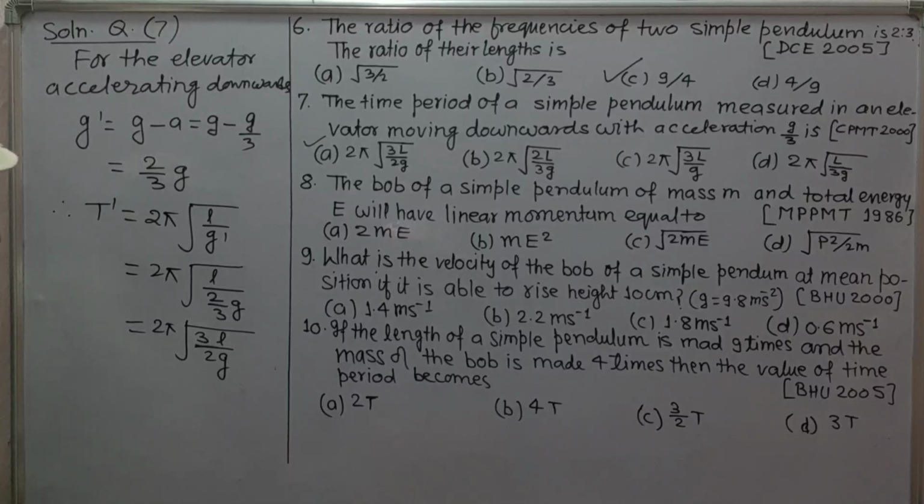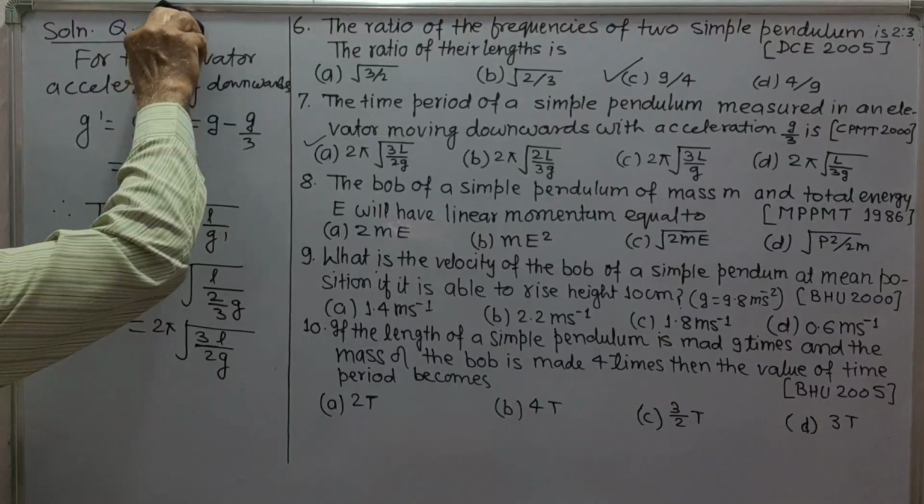Next question number 8. The question is, the bob of a simple pendulum of mass m and total energy E will have linear momentum equal to. Now, solution to question 8.